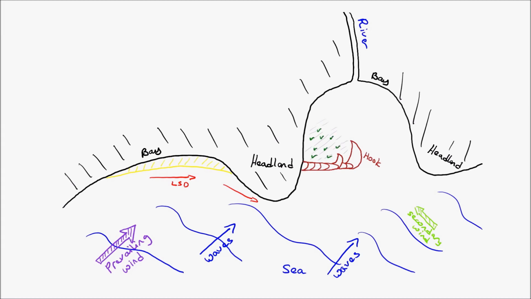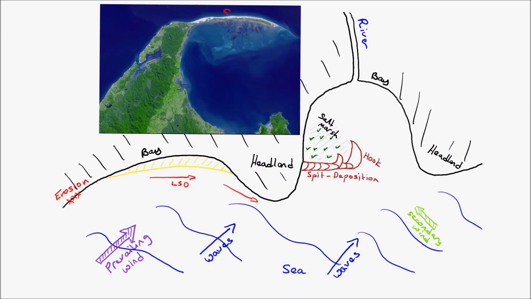Now, behind this spit you have this area of very sheltered sea. And this gets a lot of deposition because of the river bringing sediment and also due to the sea. In this type of area you have a lot of vegetation that forms, and you get a salt marsh that eventually forms in this area.